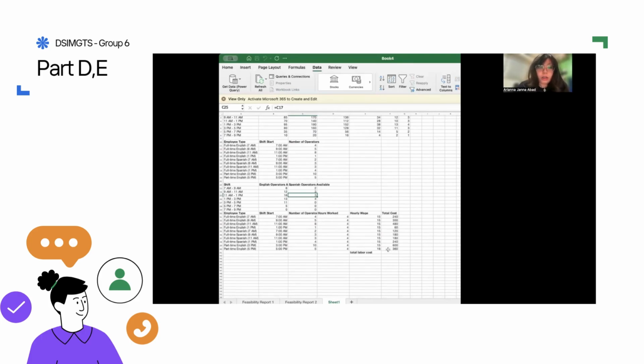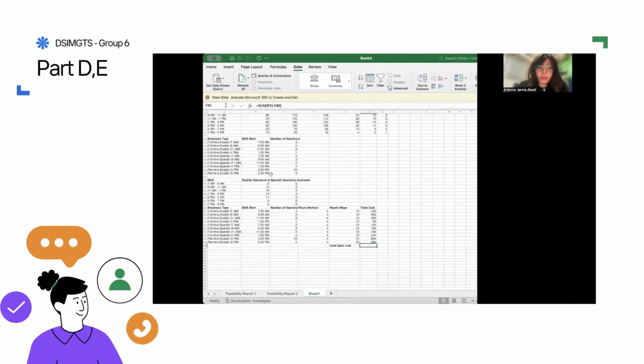So the total labor cost will be 2,760. And as you can see, this plan satisfies all constraints, including the limit of one English-speaking full-time operator starting at 1 p.m. and ensures that all calls are answered efficiently.